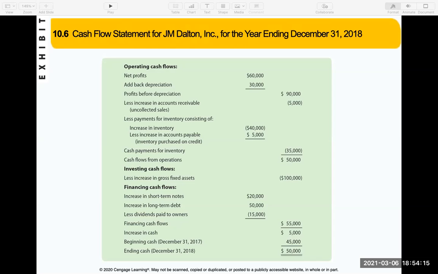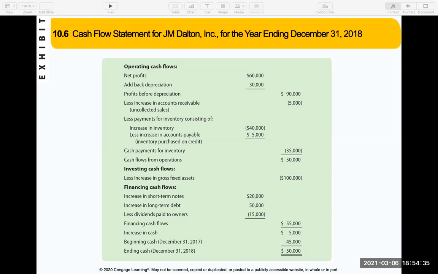So within the operating cash flows, you're bringing in the net profit. So this is where we're generating revenue. And you're actually adding back the depreciation here because depreciation is a non-cash expense. It needs to be noted in the operating section. And then it goes into the profits before depreciation, which is the 90,000.